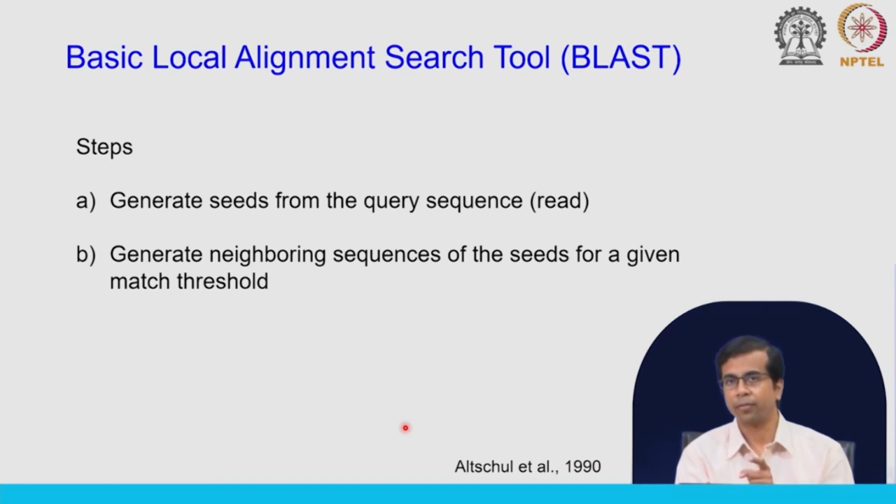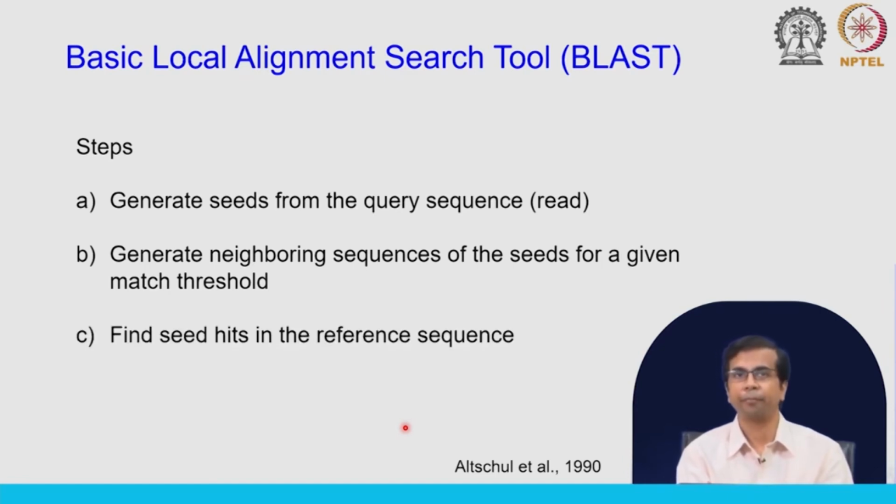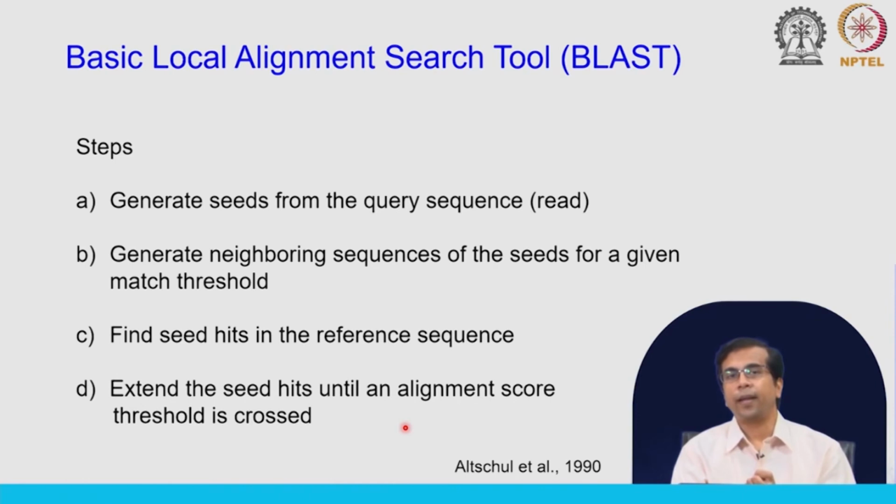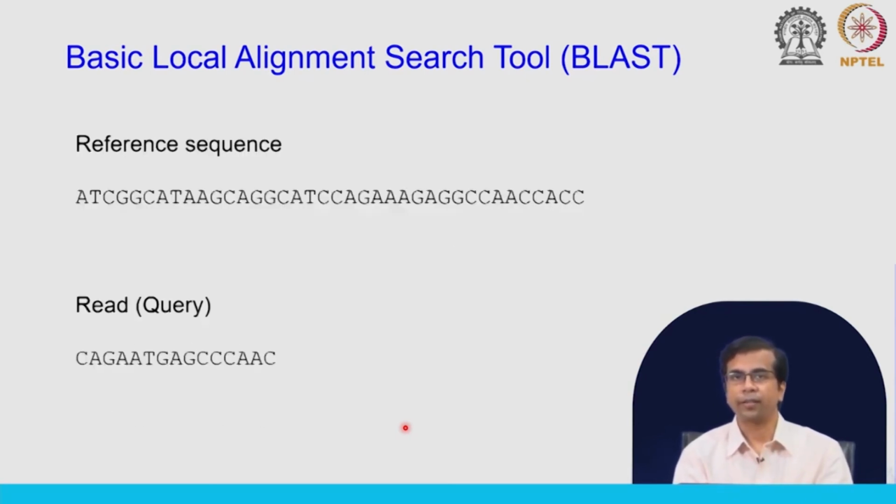We will take an example to understand this better. Then we search these seeds against the reference sequence and find seed hits, the locations where these seeds actually hit, and then extend these seed hits until we reach an alignment score. Again, we can set a threshold for the alignment score, and once we cross that threshold, we extend those seed hits. We will take an example to actually understand this process better.